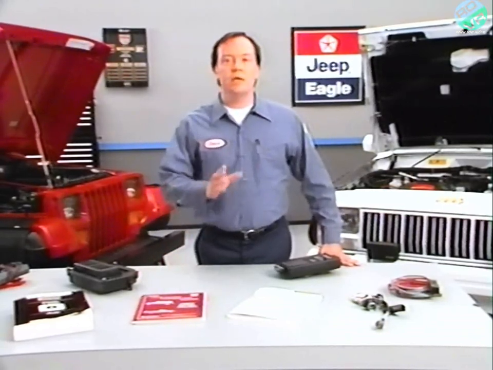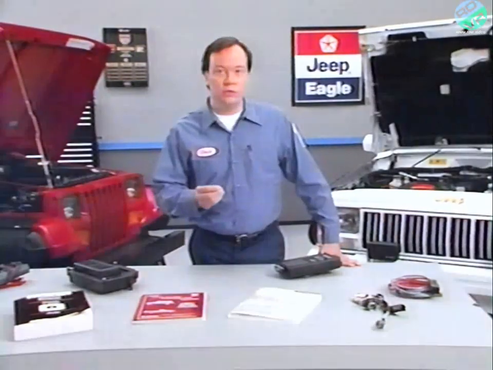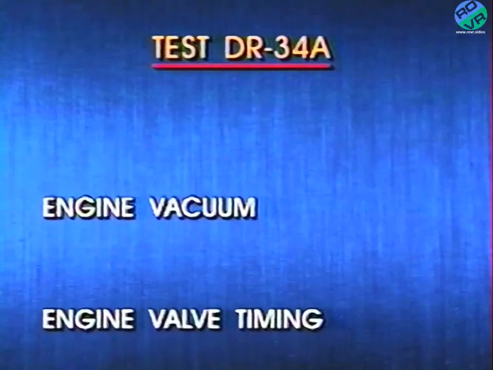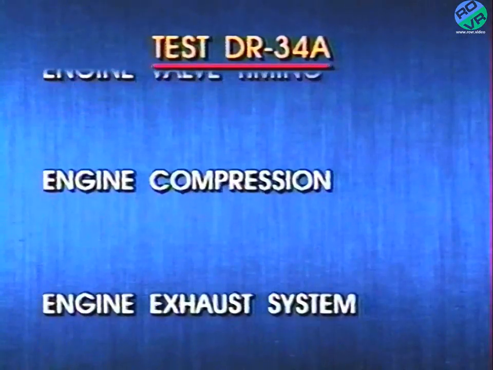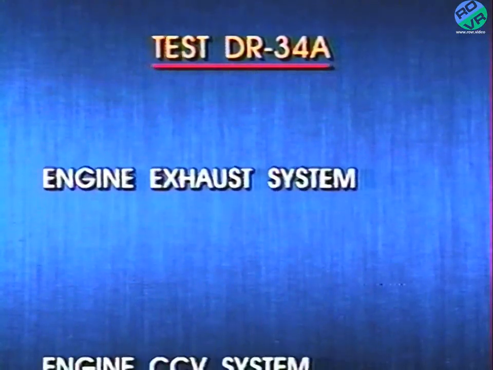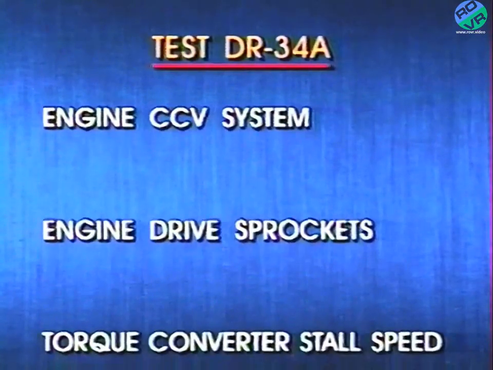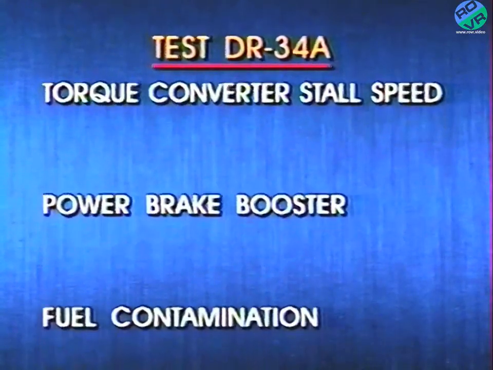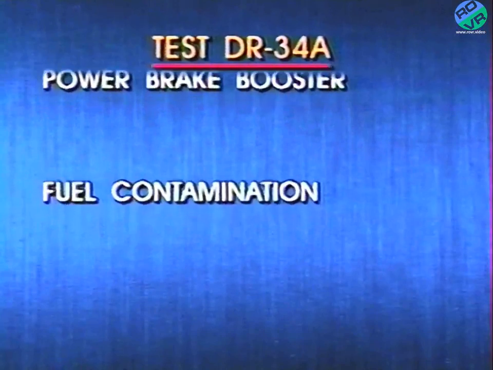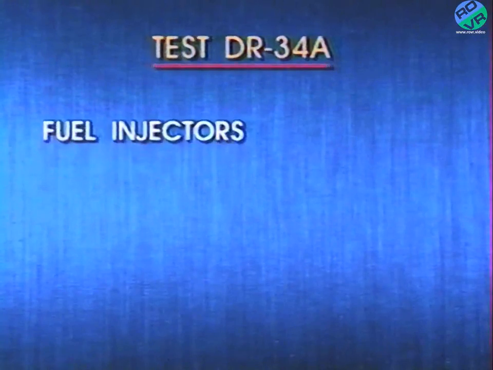What remains is a check of the mechanical systems as a possible cause of the drivability problem. Your check of the mechanical systems should include engine vacuum, which must be at least 13 inches with the vehicle in neutral, engine valve timing, engine compression, the engine exhaust system, which should be free of any restrictions, the engine CCV system, engine drive sprockets, torque converter stall speed, power brake booster, the fuel, which should be free of high water and alcohol content, and fuel injectors, which could be plugged or restricted.